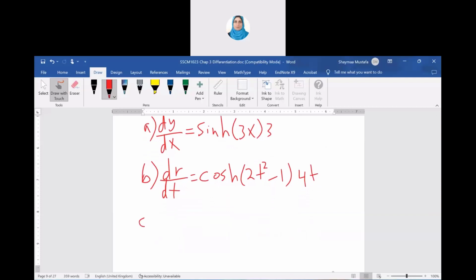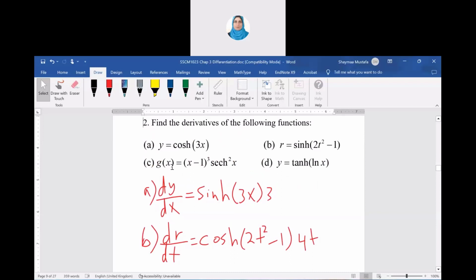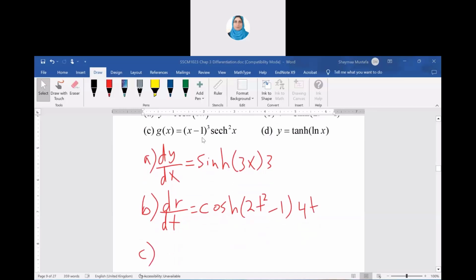For C, now we need to look at C here. g of x equals x minus 1 cubed times sech squared x. Is this a multiplication or a composite? Is it a multiplication between two functions or a composite between two functions? Multiplication. Yes, this is a multiplication between two functions.